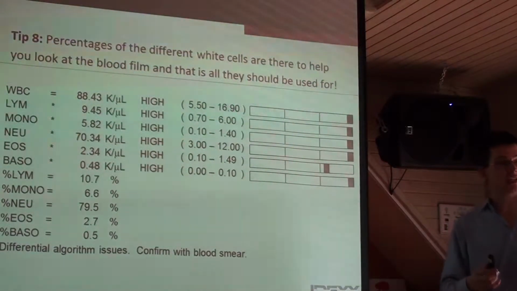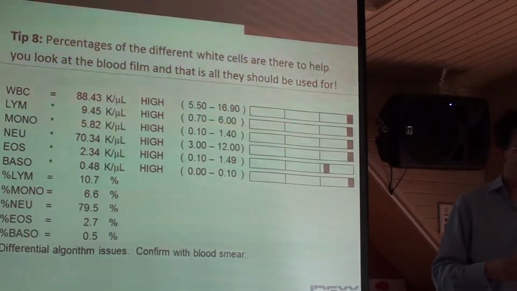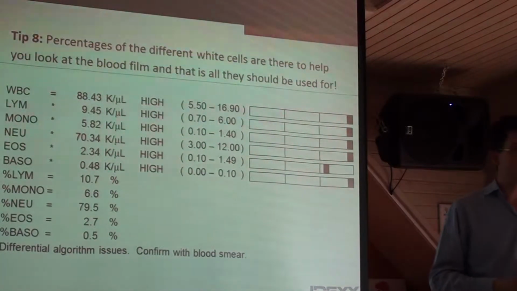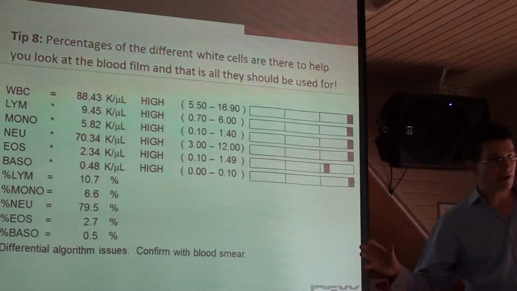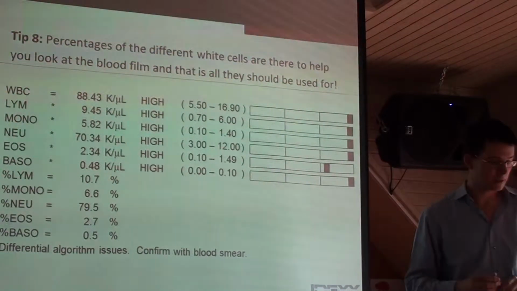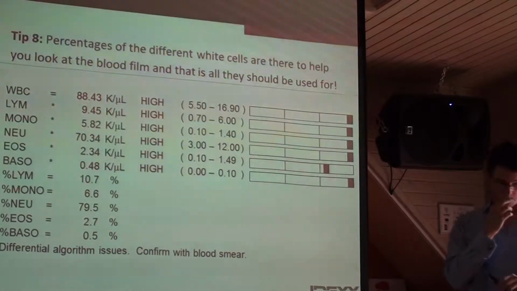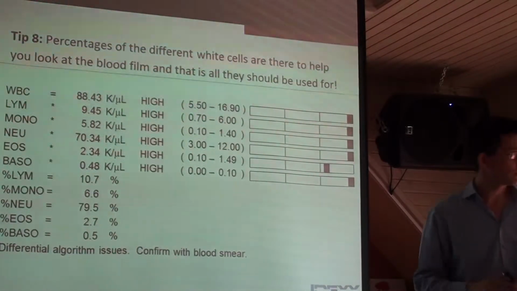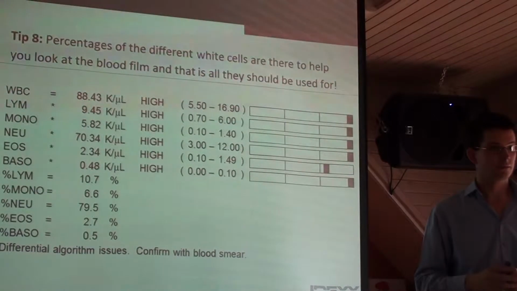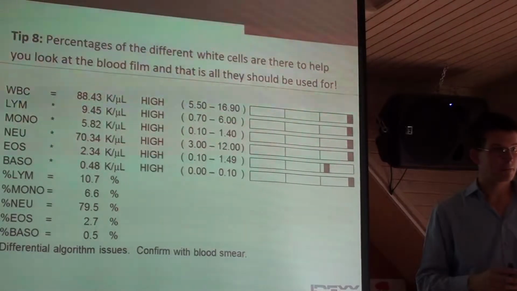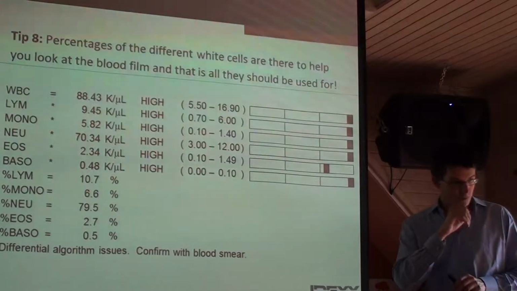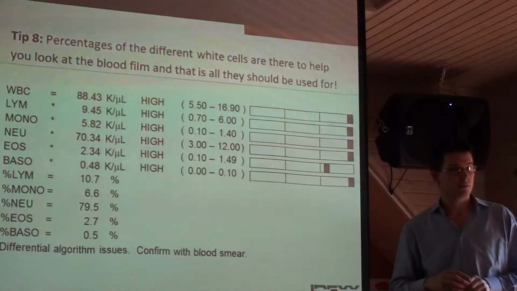The analyzer is encouraging us to look at the dot plots, it's encouraging us to look at the blood film, because of reasons of pathology, it hasn't been able to separate out the groups of white blood cells.